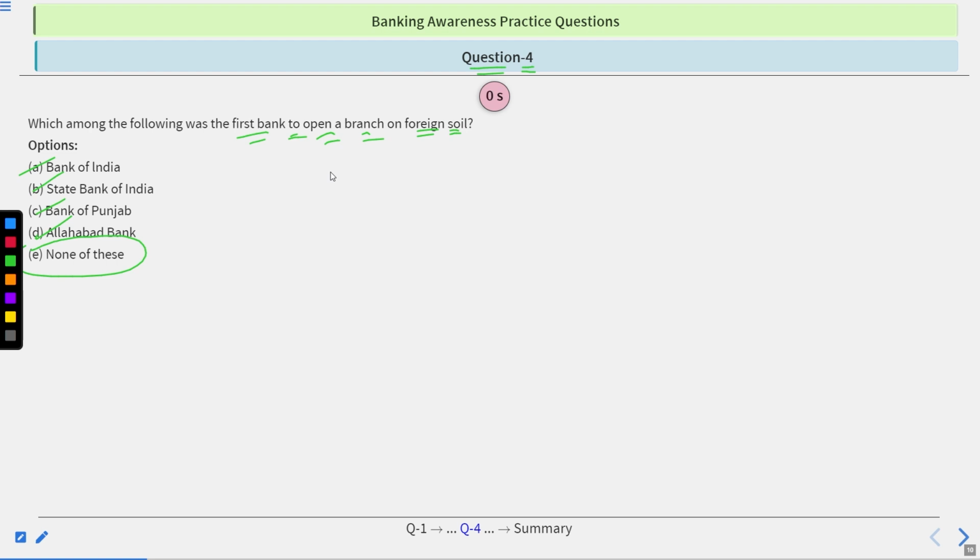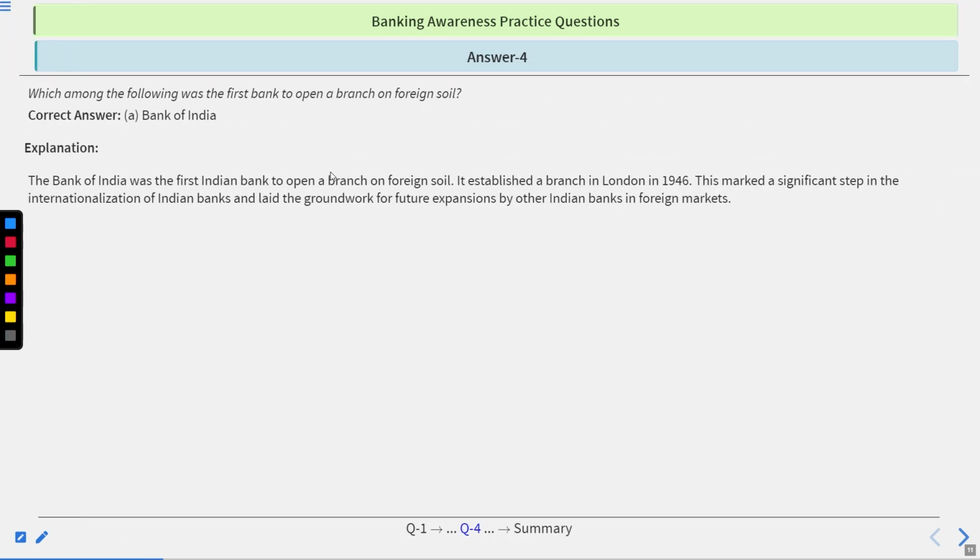Okay, the time's up. Correct answer is this, Bank of India. If we go by the explanation, the Bank of India was the first bank to open a branch on foreign soil. Established a branch in London in 1946 during the British time, and this marked a significant step in the internationalization of the Indian banks and laid the groundwork for future expansions by other Indian banks in the foreign market.